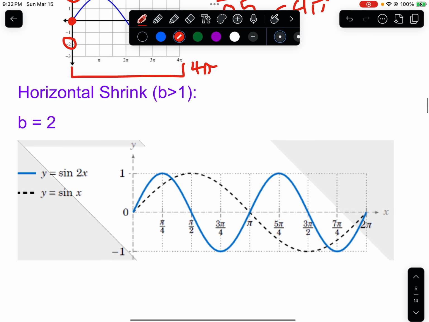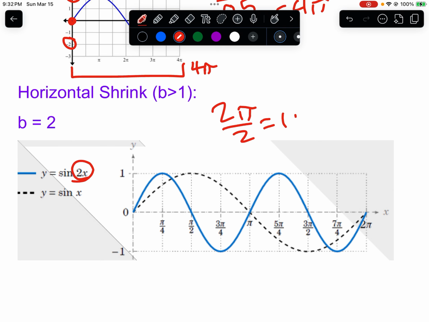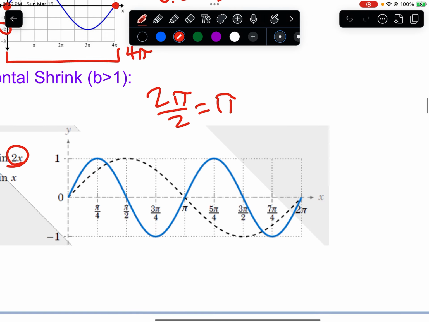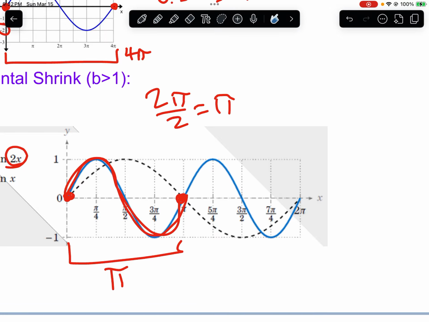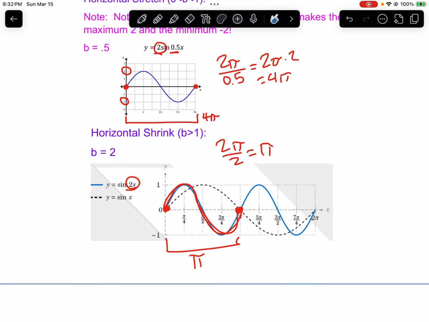Okay, and then if we had a b value of 2, if we did 2 pi over 2, well, that's going to get us a period of pi. So our original sine function is the dotted one here. But with the 2x there, if I look at where we start, and go one repetition or one cycle here, so I go up, down, back to the starting point, that distance there is a distance of pi.